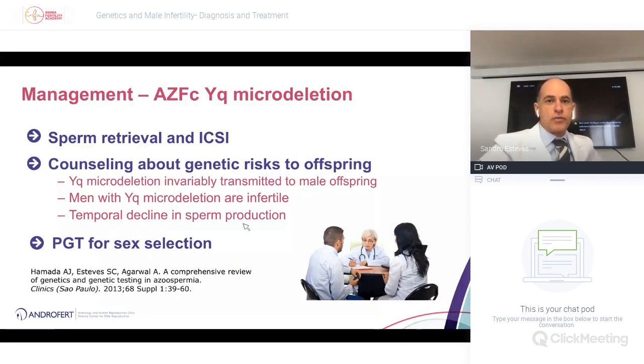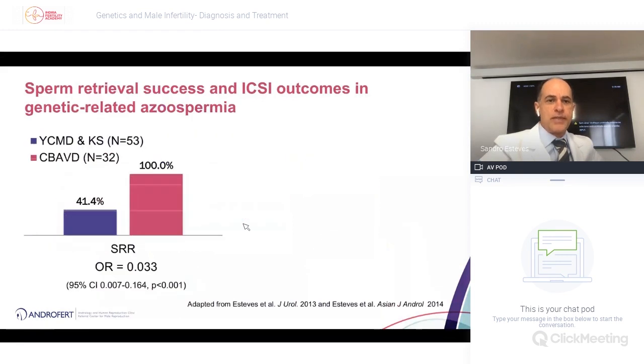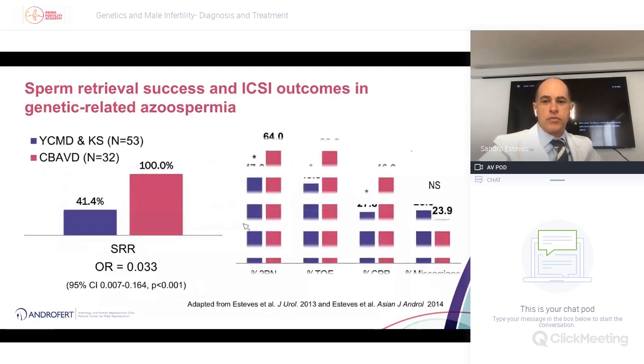So here I would like to present some results of sperm retrieval success and ICSI outcomes in genetically related azoospermia. In purple, you see Y chromosome microdeletion screening and Klinefelter syndrome together, and you see that the sperm retrieval success rate is about 40%. And in pink, you see the sperm retrieval success rate with CBAVD, 100%, as I told you before.